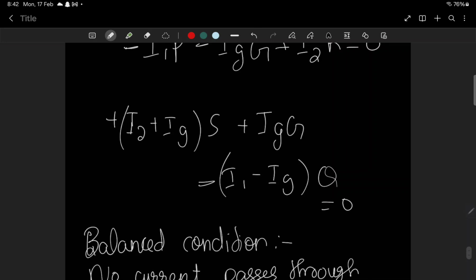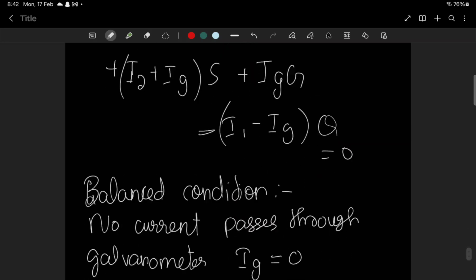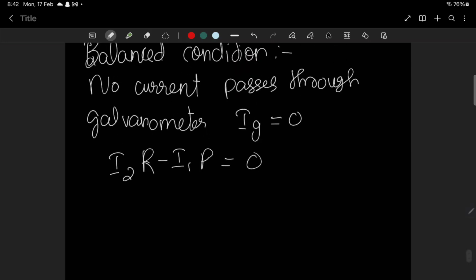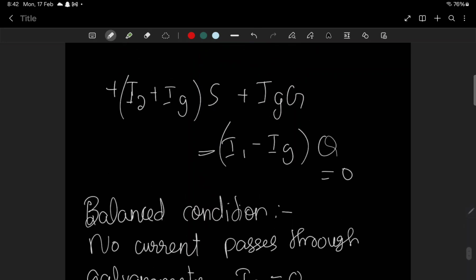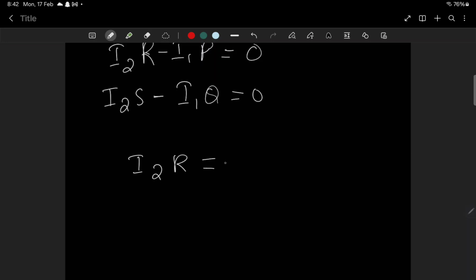Now I am taking the first equation, where Ig can be taken as 0. So I will write it as I2R minus I1P is equal to 0. And the second equation, with Ig equal to 0, becomes I2S minus I1Q is equal to 0. Now I am going to write I2R is equal to I1 into P and I2S is equal to I1 into Q.